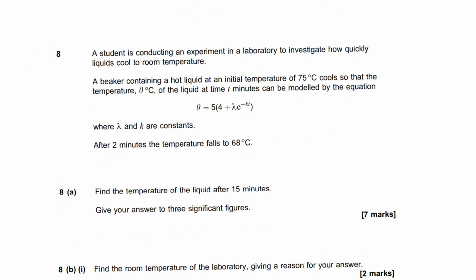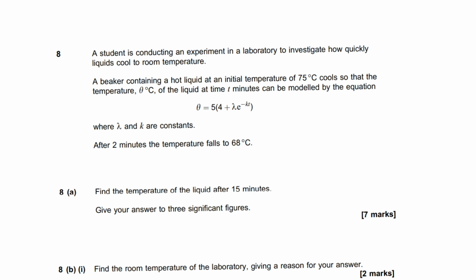So, moving on to question A, it says, basically, a student is conducting an experiment. It's given us a formula for a beaker containing hot liquid and the temperature change over time. It also mentions that after 2 minutes, the temperature falls to 68 degrees, and it initially started at 75 degrees. So, it wants us to find the temperature of the liquid after 15 minutes, and it wants us to give our answer to three significant figures.